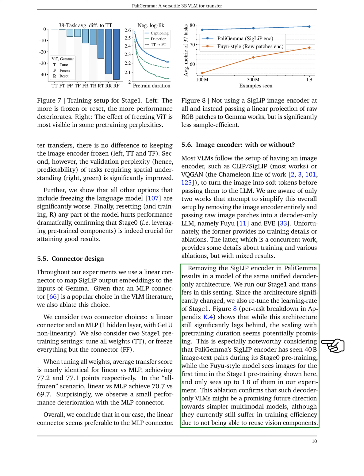Notably, PaliGemma's SigLIP encoder has been pre-trained on 40 billion image-text pairs, while the Fuyu-style model encounters images for the first time during Stage 1 pre-training and only uses up to 1 billion images in our experiment. This analysis confirms that decoder-only VLMs could be a potential direction for simpler multimodal models, even though they currently face challenges in training efficiency due to the inability to reuse vision components.